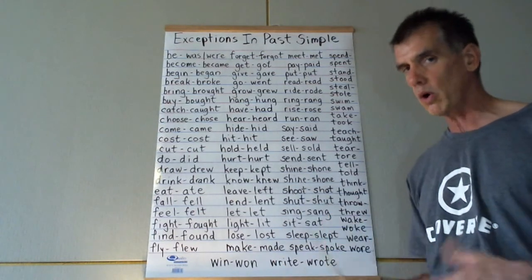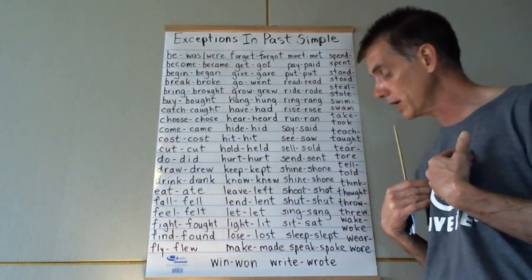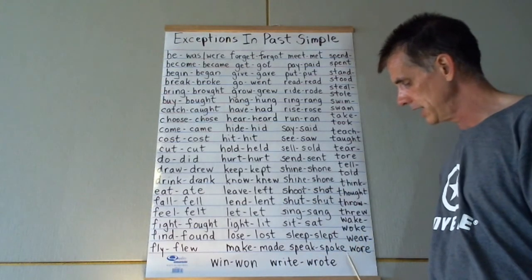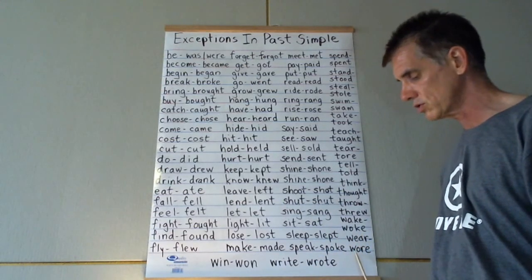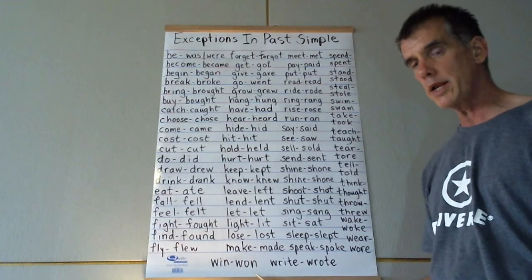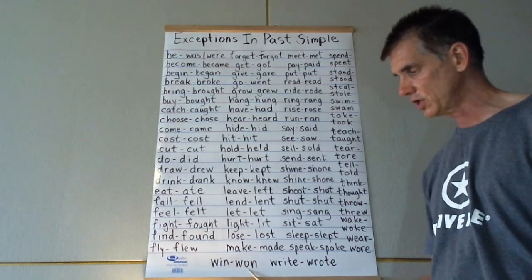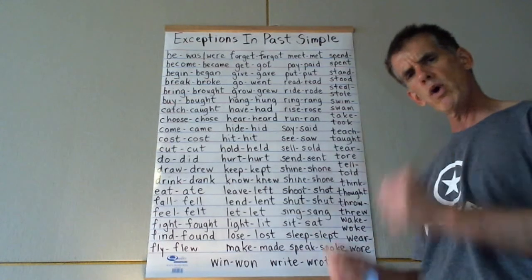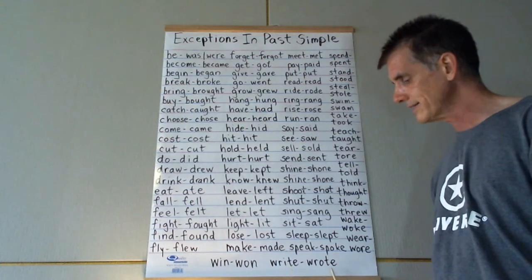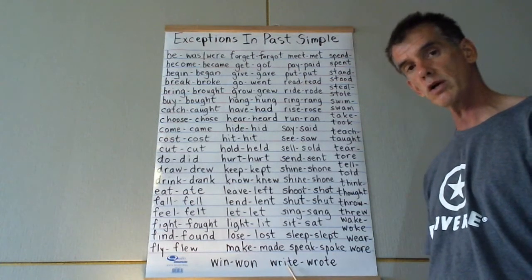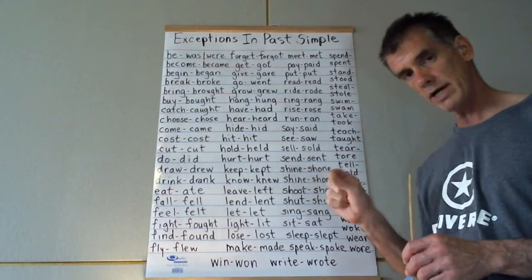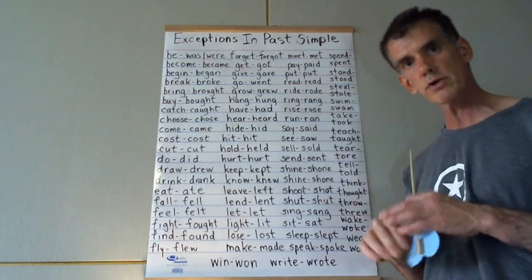Wear and wore. I wear a t-shirt today. I wore a t-shirt yesterday. Okay? Simple as that. W-E-A-R changes to W-O-R-E. Win and won. So the I changes to O in the past tense. I win the game today. I won the game yesterday. Okay? Write and wrote. So again, the only change here is from I to O. I write letters today. I wrote letters yesterday.